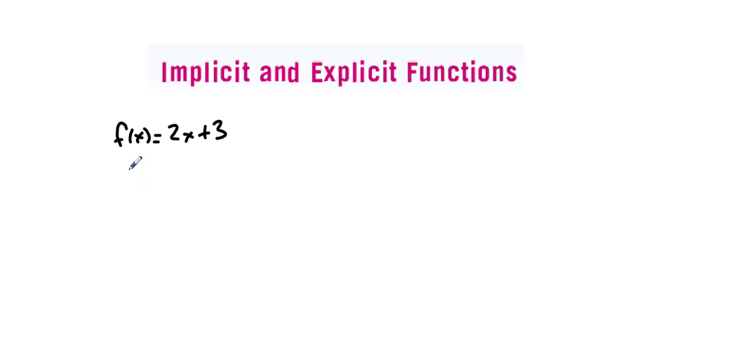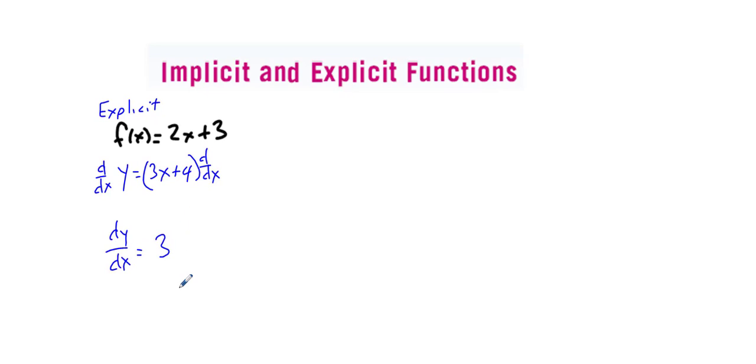So this would be another explicit function or explicit equation. We just take the derivative, like we took the derivative of this one right here, d dx. And if we took d dx of y, that would be dy dx, right? And that would be what, 3?